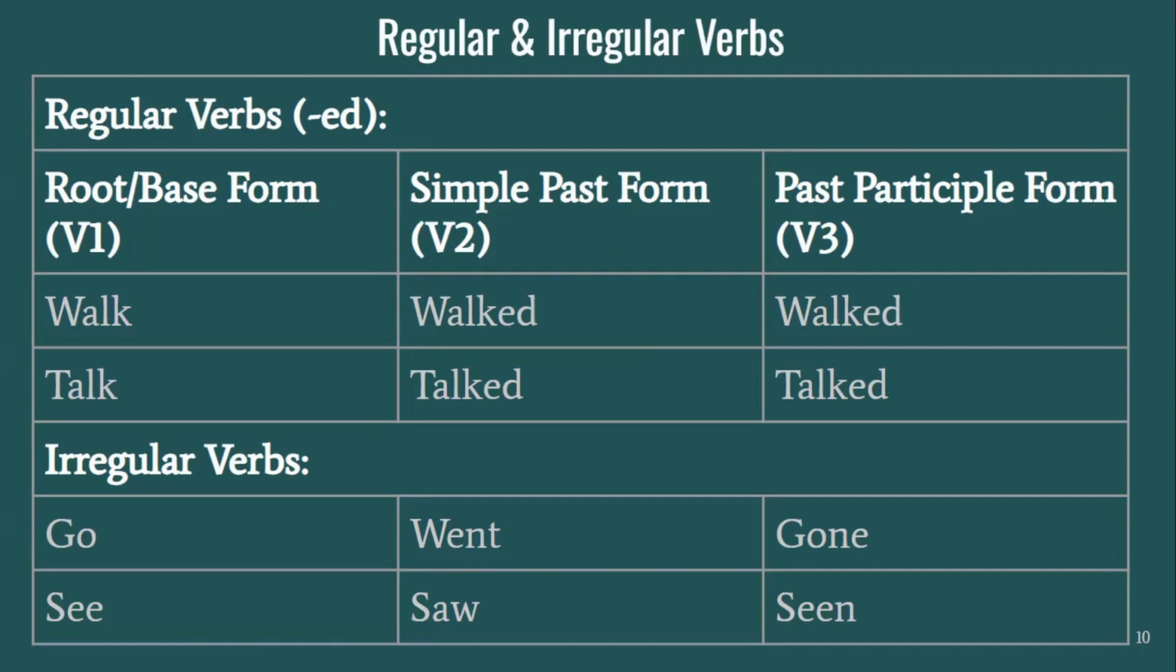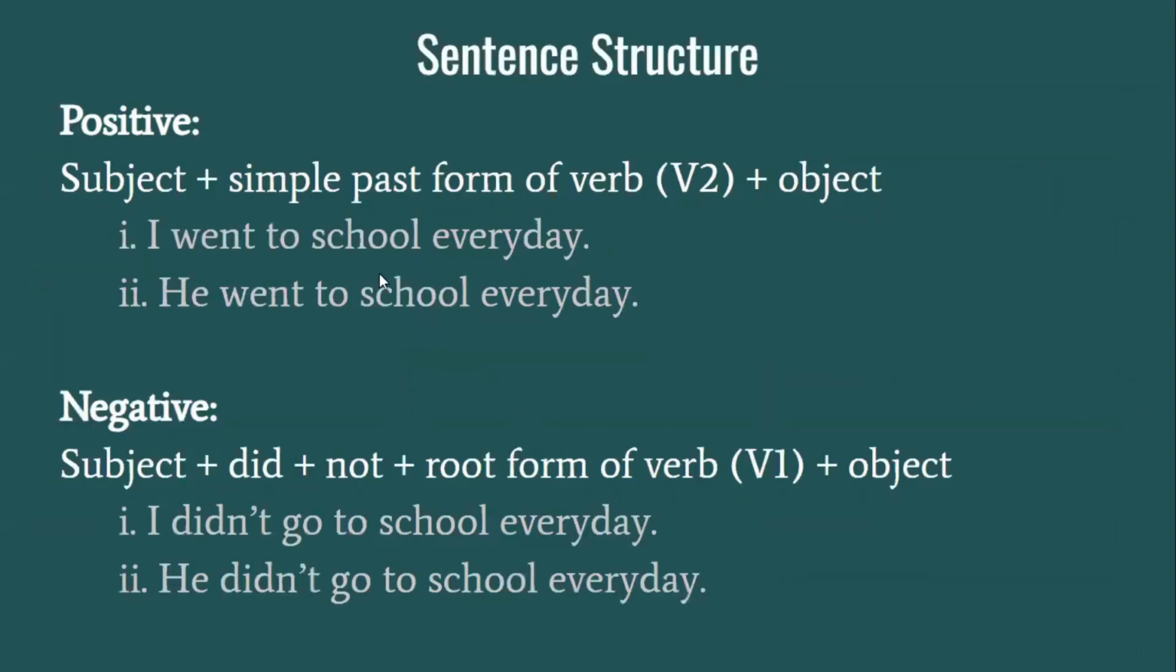It will be easier for you to refer to them again and again, and also give the test just like usual. Okay. Next, we have the sentence structures. So remember, I just told you we will be using V2 form in this sentence structure, right? So I can say subject, V2, and object. I can say, I went to school every day. He went to school every day.